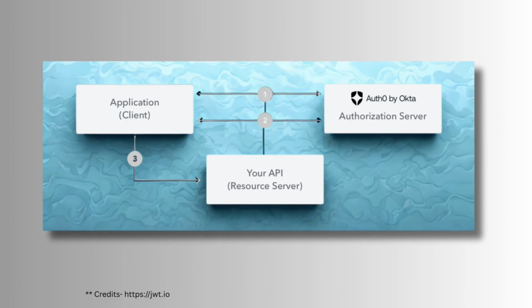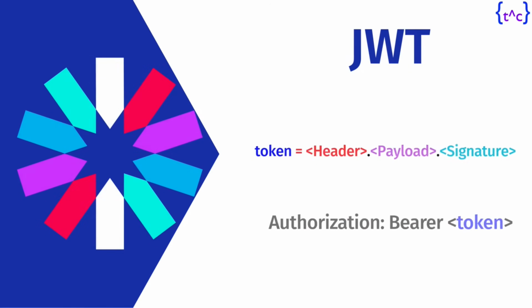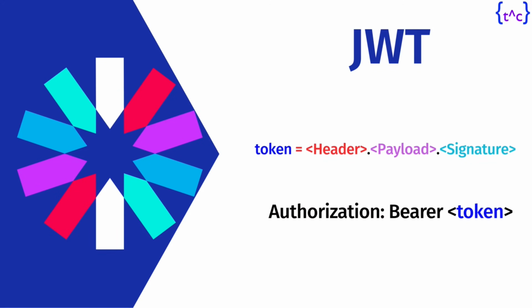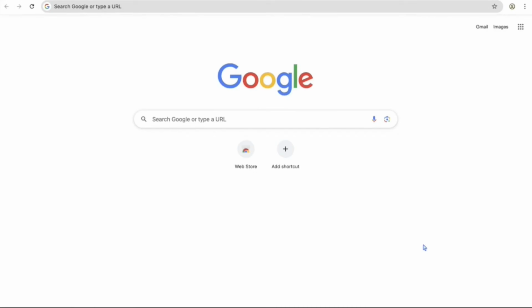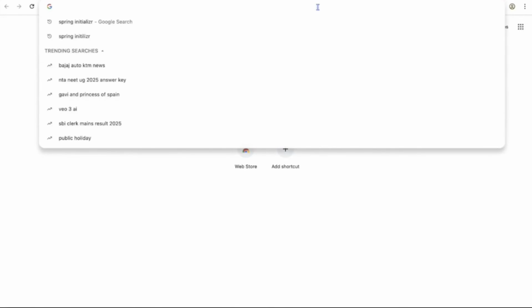Alright. So now let us understand the structure of JWT token. Here is the structure of JWT token. This structure is actually the combination of header, payload and signature. These three things together will form a JWT token. I will first take you to the JWT website and will explain this header, payload and signature there. Alright.